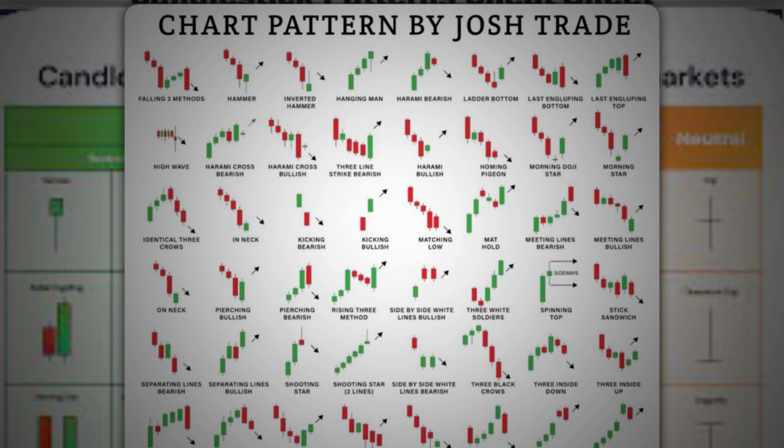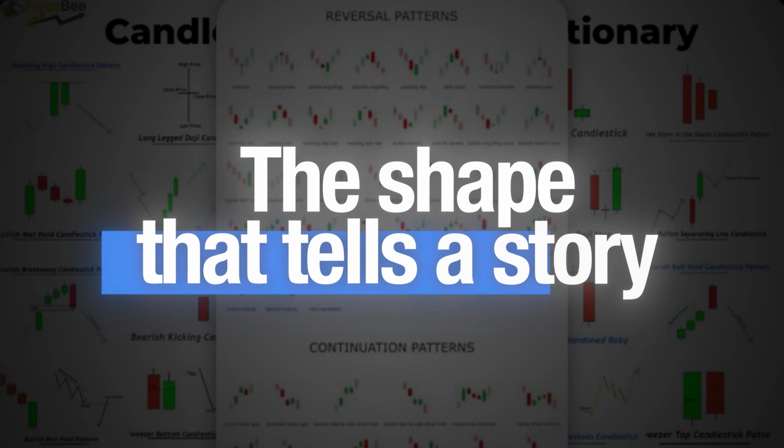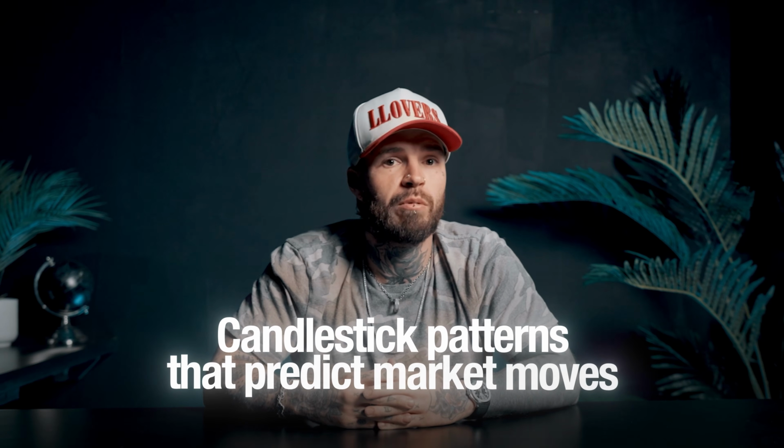But if all you do is look at whether a candle is red or green, you're missing the entire fucking point. The real magic, the real edge, comes from understanding the shape of the candle. Because the shape, that tells a story. Once you understand that story, you can start predicting what happens next. And that, my friends, is the closest thing to a goddamn crystal ball that exists in the trading world. Candlestick patterns that predict market moves.